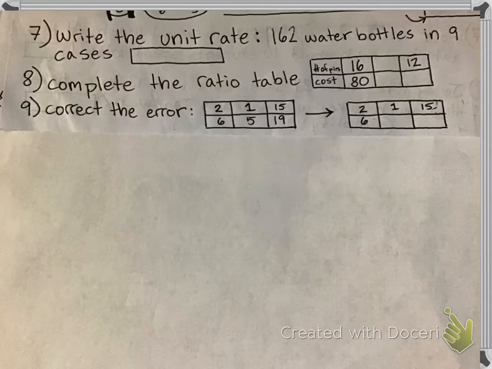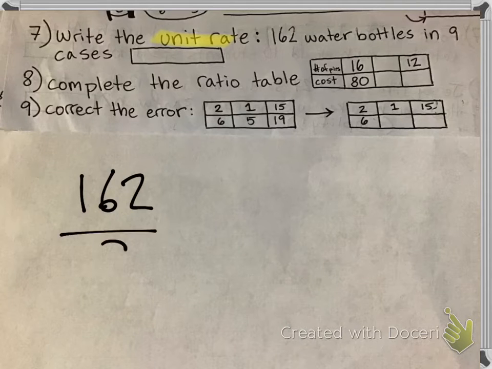Again, let's look at this one. Write the unit rate. 162 water bottles in 9 cases. How would we set this problem up? 162 water bottles in 9 cases. How do I set that up, Lucy? Yep, 162 over 9.